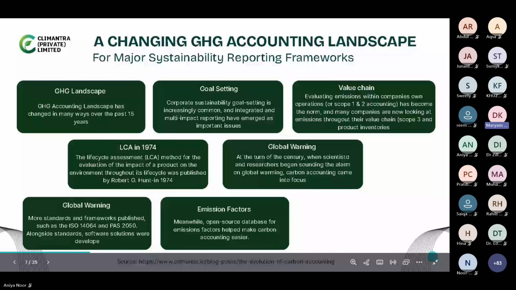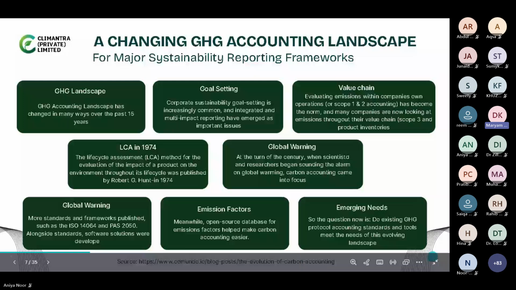Okay. First, I'll tell you about the changing GHG accounting landscape. First, how the GHG Protocol evolved, how we came to know that it's really important in the field of sustainability. GHG accounting has changed in many ways, right? First, corporate sustainability goal setting is really common, and so is multi-impact reporting. It's really important in the value chain, because we all do this to calculate corporate sustainability. So in the value chain, in scope 1 and 2, it plays an important role.